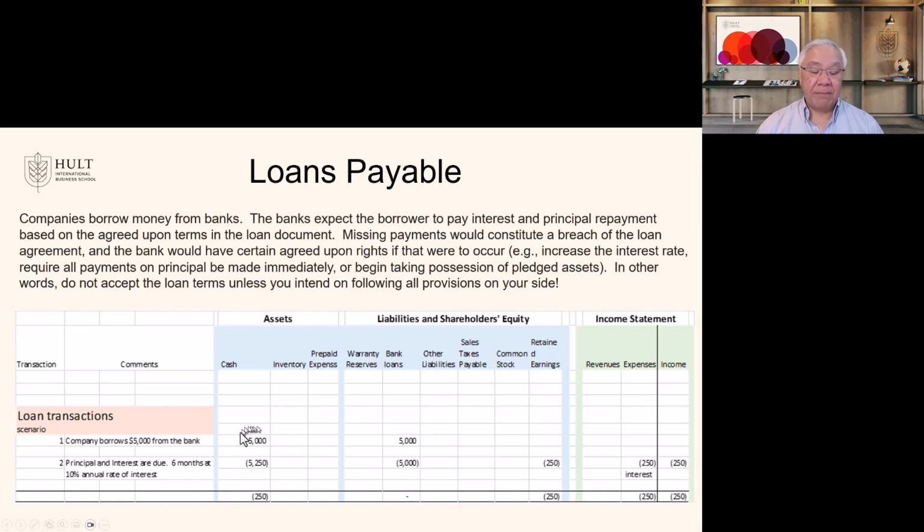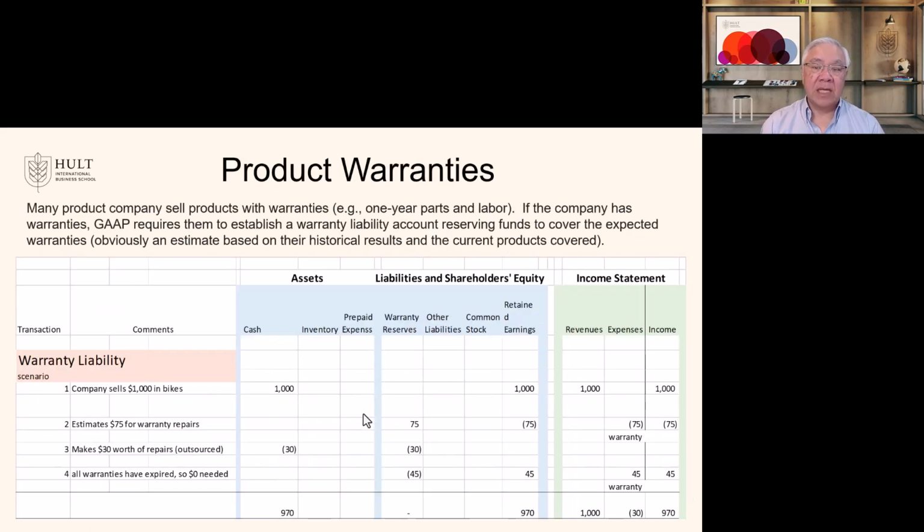So we pay the bank $5,250, which is comprised of repaying all the principal of 5,000 and an interest expense of 250. So that's the transaction. It all balances because 5,250 equals the 5,000 and the 250 that comes over from the income statement. So that's how we would record the original borrowing of the money and then the repayment of the loan with interest. Product warranty. Most products have a warranty.